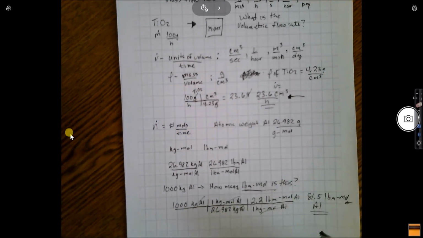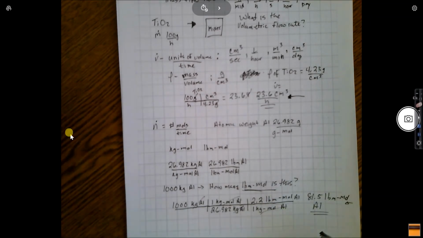Let me tilt the paper a little bit more, and cover again what I just wrote in case you didn't see it. We had 1,000 kilograms of aluminum and wanted to know how many pound mass moles that equated to, so we set up our railroad track method. We know based on the periodic table that there are 26.982 kilograms of aluminum in 1 kilogram mole of aluminum. The conversion factor we use to go from kilograms to pound mass is 2.2. So we plug and chug and get 81.5 pound mass moles of aluminum.